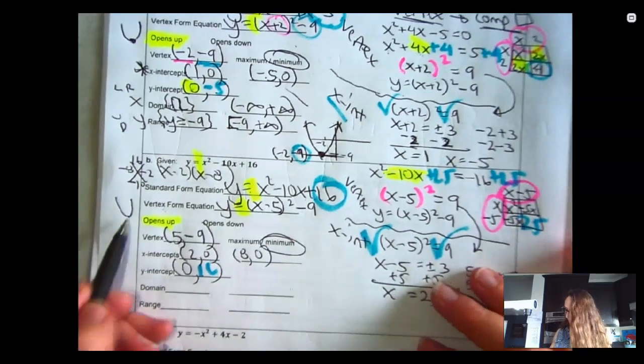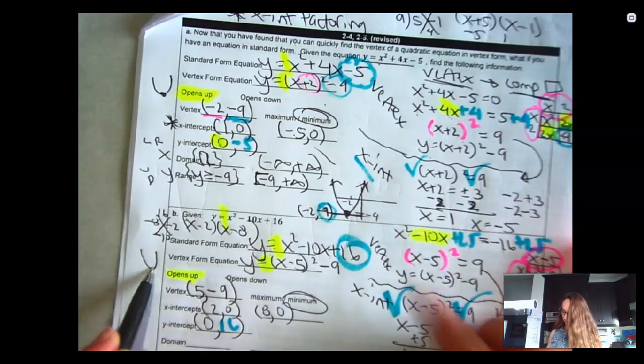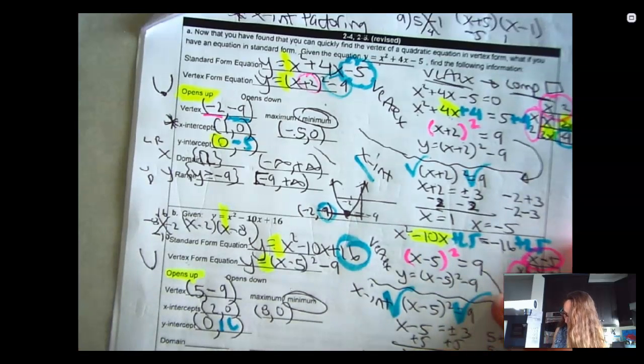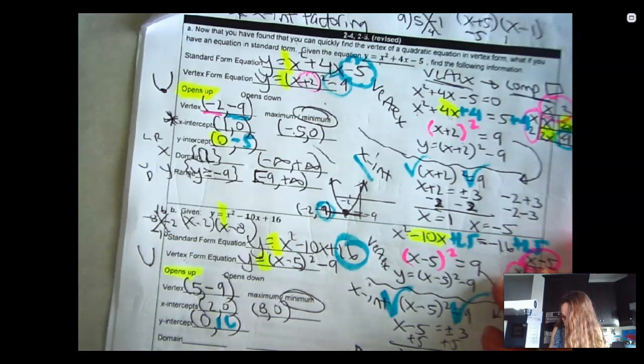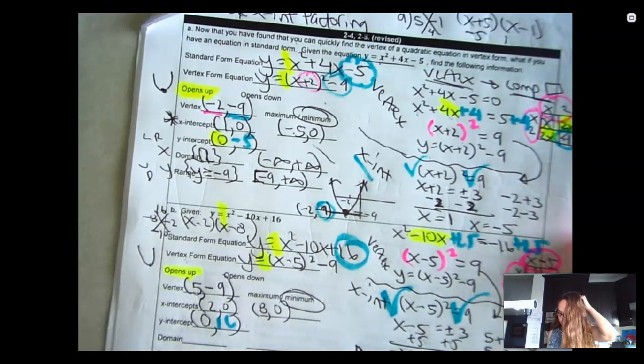Domain. Well, look at this. This one looks a lot like this one, doesn't it? The only difference is where the vertex is. So here, the vertex is 5, negative 9. Okay, I don't know why it ended up being the same. I just made them up. It's a random coincidence, okay?